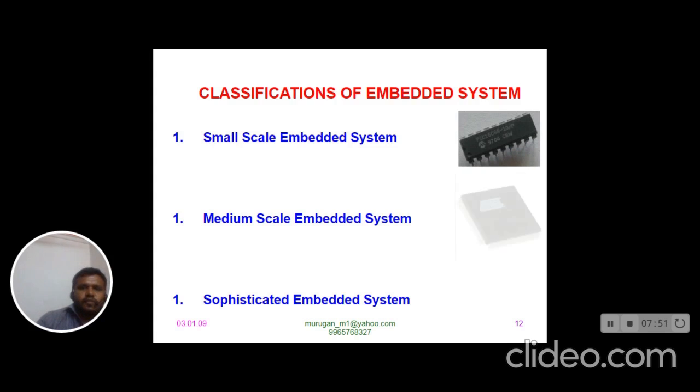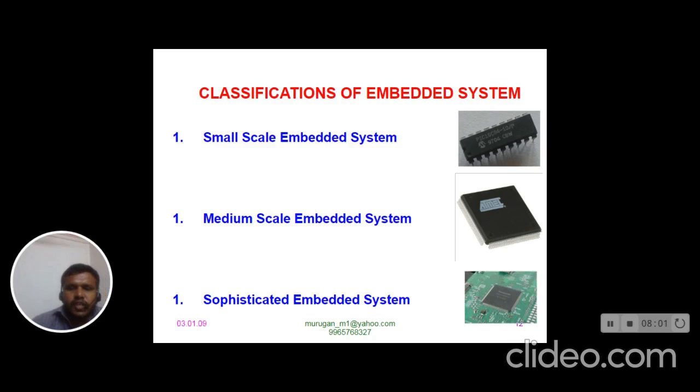These are the IC chips for the examples. The first one is a PIC microcontroller. Then for the medium scale, we follow the Atmel system. Then for the sophisticated embedded system, we have a separate motherboard having software that is similar to a computer.